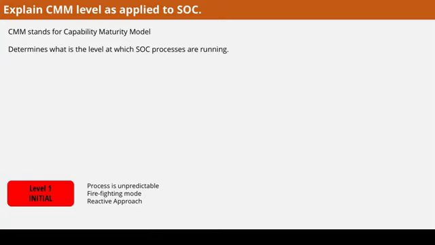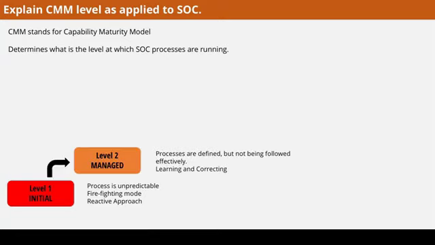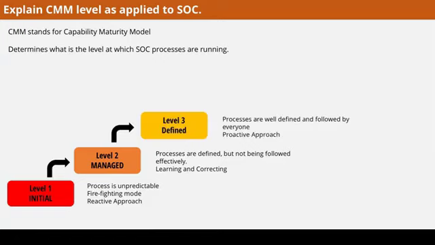Once we implement SIM, we can take it to a managed state. That means processes are defined but not effectively being followed. A lot of learning and correcting happens at level 2, that is the managed state. And then comes level 3, which is the defined state. Processes are well defined and followed by everyone. And typically we move from a reactive approach to being proactive here.